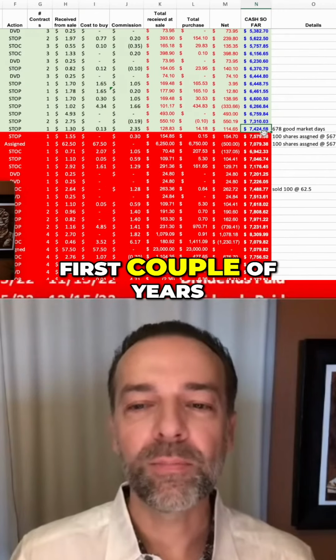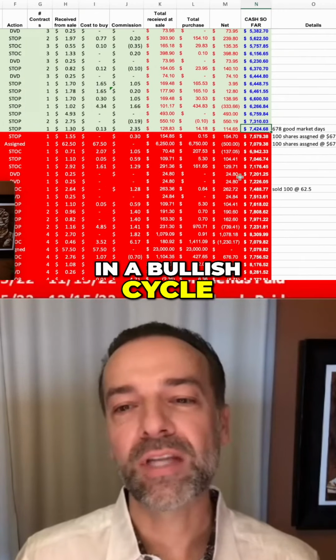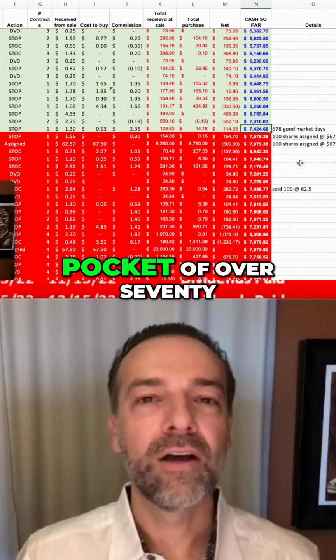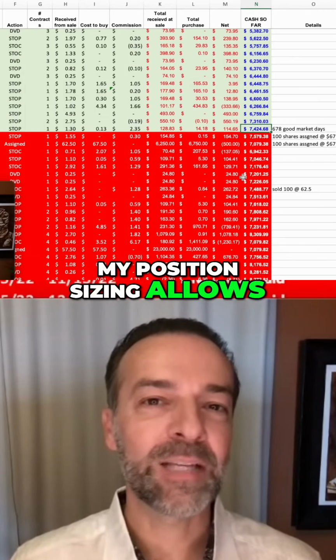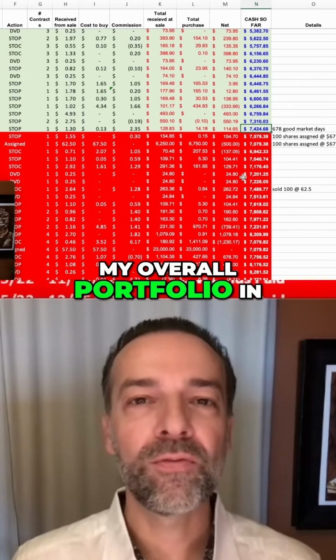Notice that during the first couple of years, when Realty Income was in a bullish cycle, we put a net cash flow into our pocket of over $7,400, and that's for just this one position. Remember, my position sizing allows me to have at most 5% of my overall portfolio in any one position.